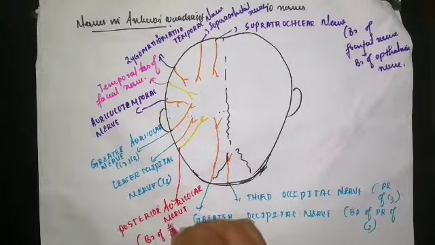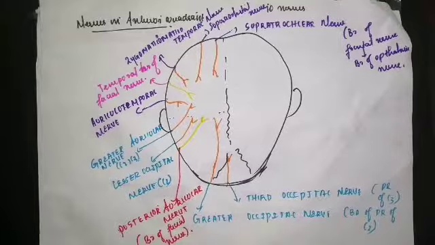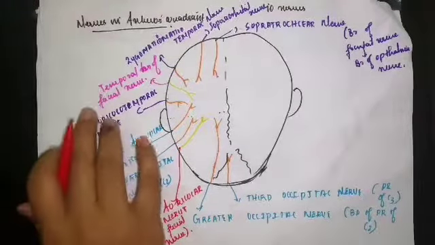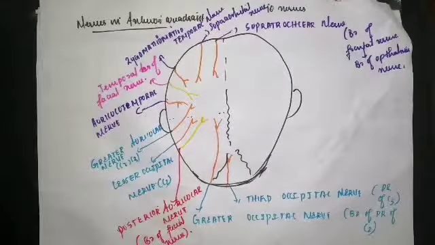Being a motor nerve, it is supplying the occipital belly of the occipitofrontalis. So we know that the temporal branch of the facial nerve is supplying the frontal belly of the occipitofrontalis, but the posterior auricular nerve is supplying the occipital belly of the occipitofrontalis muscle.